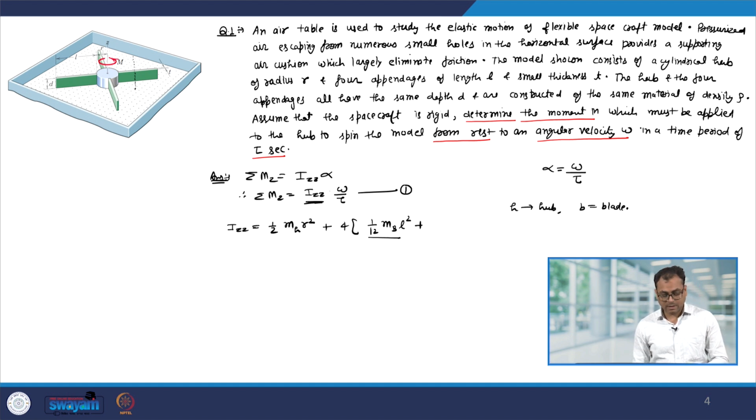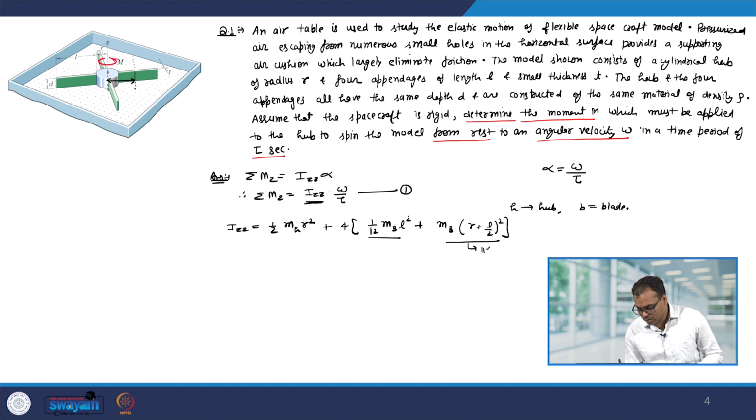Then we can use the parallel axis theorem. So, that will be m b into this distance, okay, and that is r plus L by 2, square. Okay. So, for that we have used the parallel axis theorem. Okay. Now, we can simplify this because the density is given.